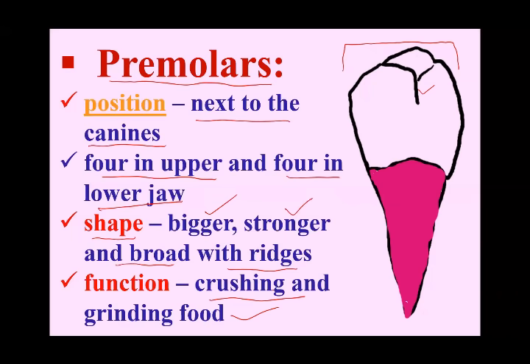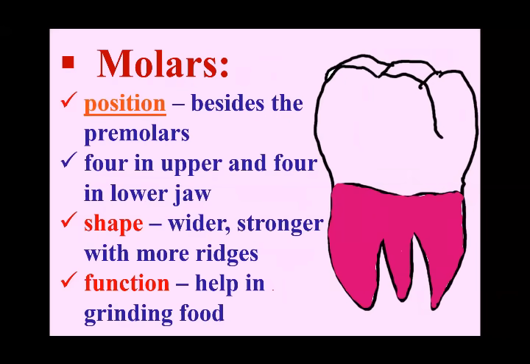Now, the next tooth is molars. The position of this tooth is beside the premolars. Just beside the premolars, these molars are found, and the number is 4 in the upper jaw and 4 in the lower jaw.